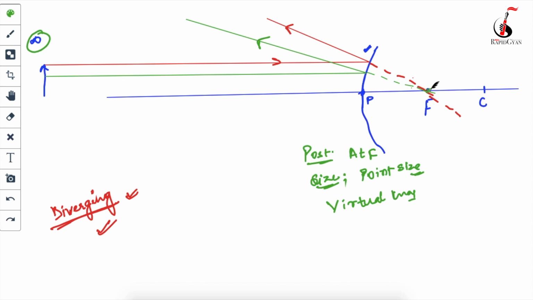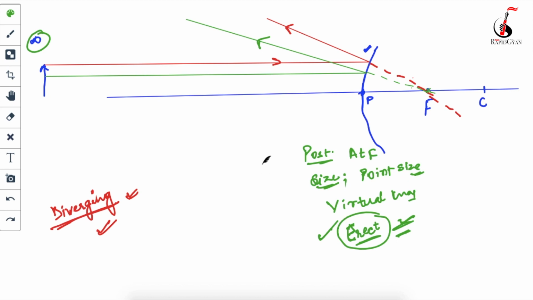And how will it be? It will be somewhere here, so it's erect. Why am I saying erect? Because since it's point sized, you are not able to judge whether it will be erect or inverted. But if the object keeps coming closer, the size of the image will of course increase, and when the size of the image increases, it will go up. That's why it has been assumed that this will also be erect.